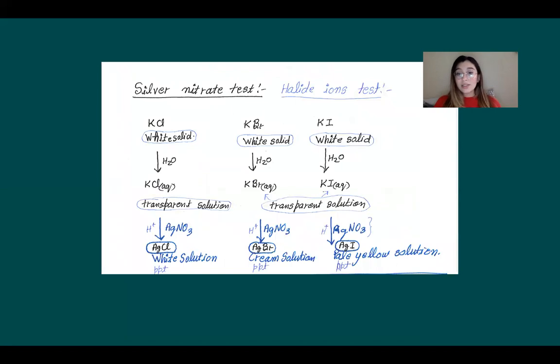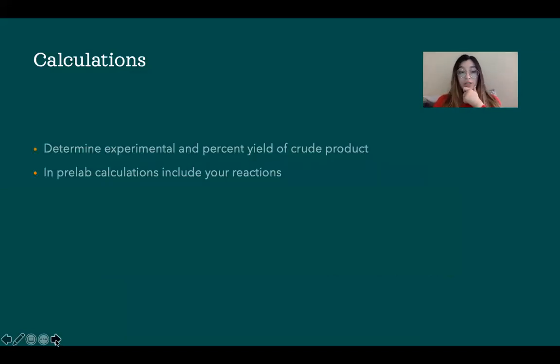Now, the silver nitrate test is a halide ions test, and it determines which halide we have in our product. If you have chlorine, bromide, or iodine, you would have a white solution or a cream solution or a pale yellow solution. In lab, we should expect a cream solution, theoretically. For your calculations, you're going to determine experimental and percent yield of crude product. In pre-lab calculations, make sure that you put your reactions that you're using. It is important that you know these reactions because you will be tested on them on your finals, so you might as well already start learning them.